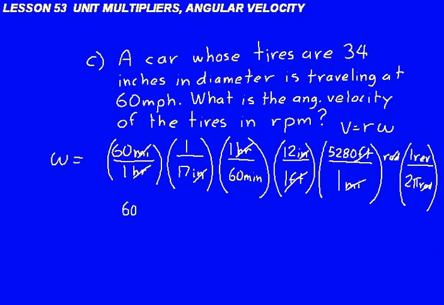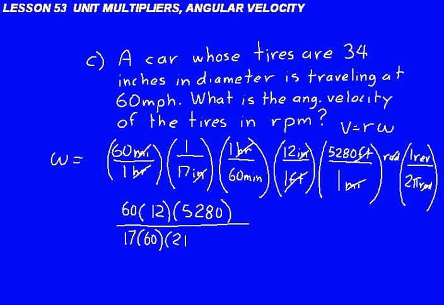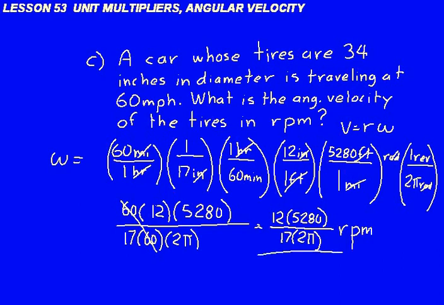We'll have 60 times 12 times 5,280 all over 17 times 60 times 2 pi. We could even cancel those 60s just to simplify a little bit, and we'll have 12 times 5,280 over 17 times 2 pi RPM, revolutions per minute. Now, again, they don't want an exact numerical answer.